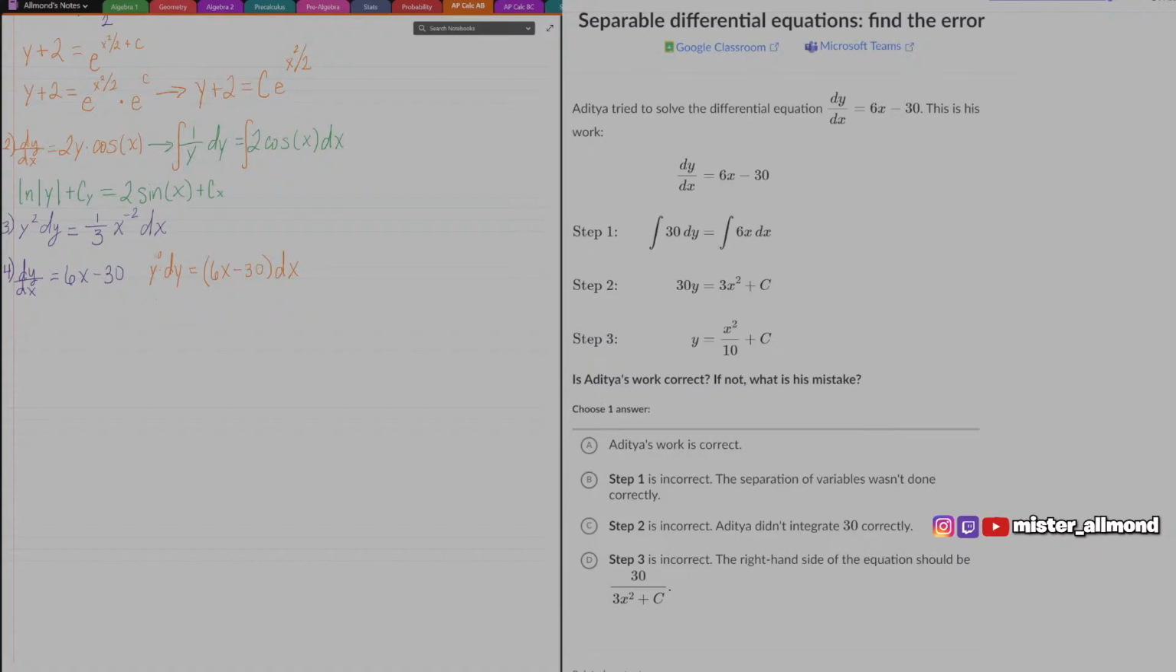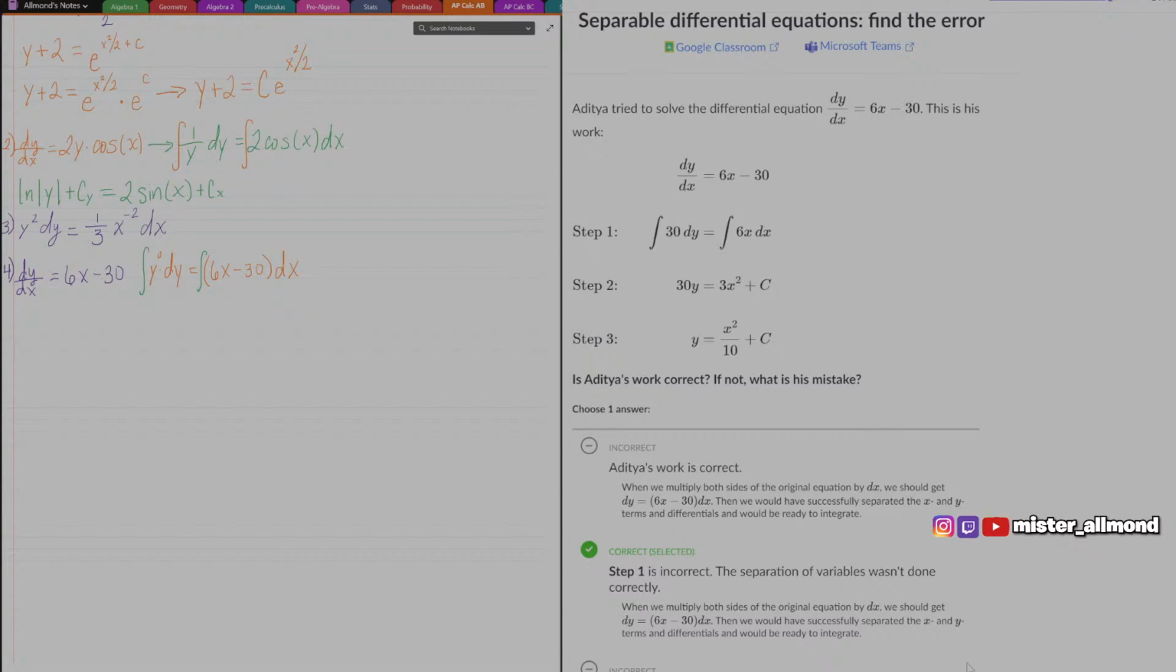Let's go. So from here, if I were to integrate both sides, I think we can safely say that she made a mistake. I don't think we need to continue. Yeah, she didn't separate correctly. Yeah, I say B. Let's go. That one was kind of tricky, I'm not going to lie.